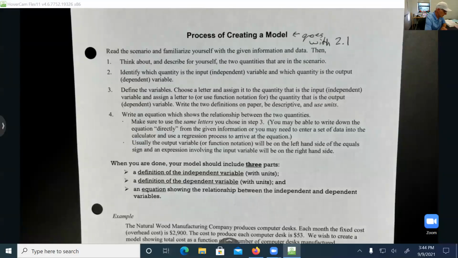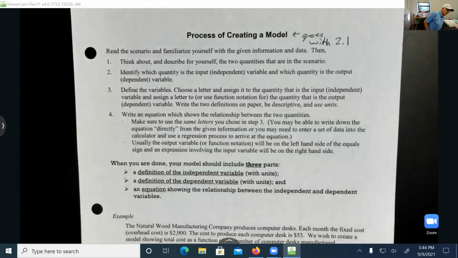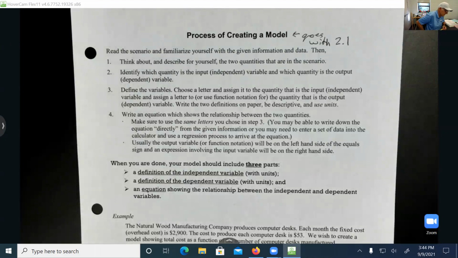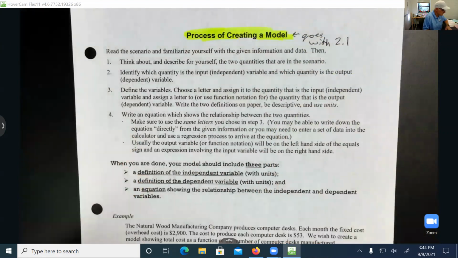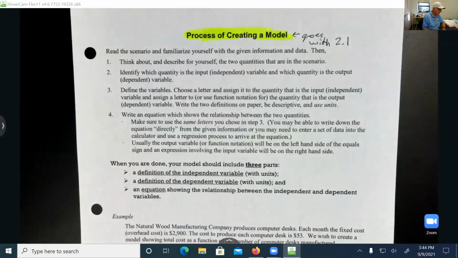The first handout I'd like to look at today is the process of creating a model. And this process is going to be used throughout the rest of the course in all the chapters. So there's going to be a real-world scenario, and you need to read this scenario and familiarize yourself with the information that's being given to you. And there's going to be two quantities. There's going to be an input quantity, which is the independent variable, and there's going to be an output quantity, which is the dependent variable.